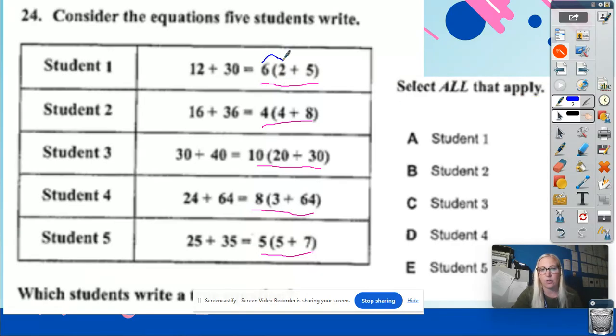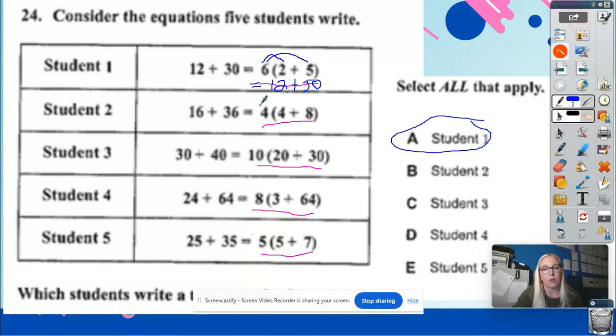So if I have 6 times 2, that ends up being 12. And then a plus sign, 12, and then 6 times 5, that is 30. Let's see if the statement is true. 12 plus 30 equals 12 plus 30. Yes, student 1 is a true statement.